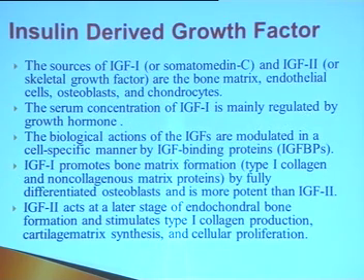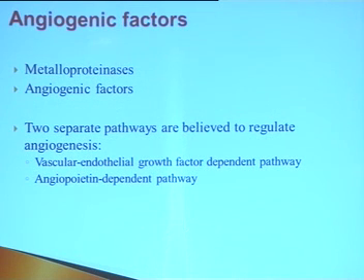Then IGF, or insulin-like growth factor, is a very important growth factor, and this is coming from bone matrix, endothelial cells, osteoblasts and chondrocytes, and they also help in bone union. Then coming to angiogenic factors. These are the factors which produce angiogenesis, and these are new vessels which form, which are leading to bone formation. And there are two separate pathways, which are a vascular endothelial growth factor dependent pathway and an angiopoietin dependent pathway here.